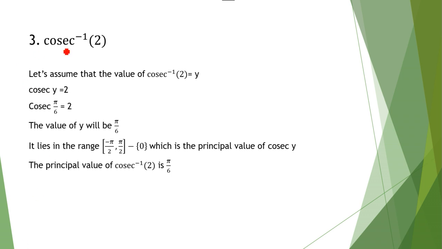Next is cosec inverse of 2. This is a basic assumption: cosec inverse of 2 is equal to y. In order to get this value 2, we should substitute the value of y as pi by 6. So the value of y will be equal to pi by 6. It lies in the range minus pi by 2 to pi by 2 excluding 0. So the principal value of cosec inverse is pi by 6, which lies in this range, and its value is not 0. So this is our principal value.